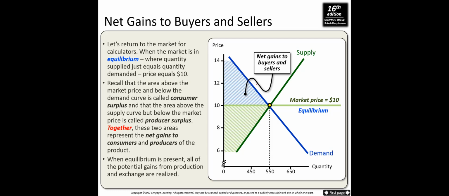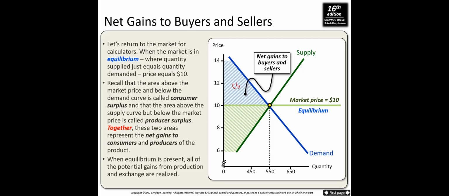So let's try to understand economically if the market equilibrium is efficient or not. Okay, let's return to the market for calculators. When the market is in equilibrium, where quantity supplied just equals the quantity demanded, price equals $10. Recall that the area above the market price and below the demand curve is called consumer surplus. Here, the blue triangle represents consumer surplus.